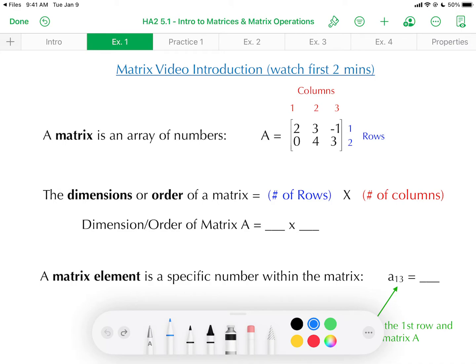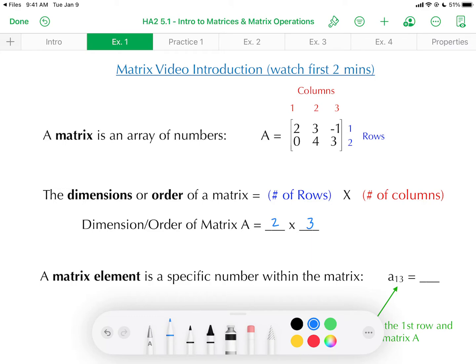Okay. Now, every matrix has dimensions to it, or some textbooks and Delta Math refer to it as the order of the matrix. So dimensions and order mean the same thing. It's simply the number of rows that the matrix has times the number of columns. And whatever those two numbers are, when you multiply them together, it tells you how many elements you have, how many numbers you have in the matrix. Okay? So for this matrix A here, I would say it has dimensions 2 by 3. There's 2 rows and 3 columns. It's a 2 by 3 matrix.